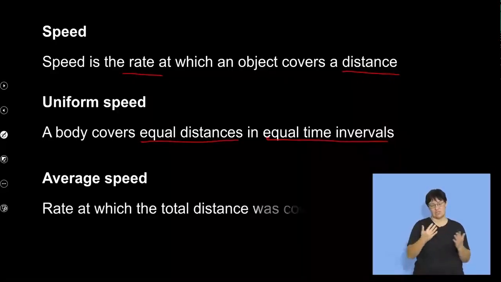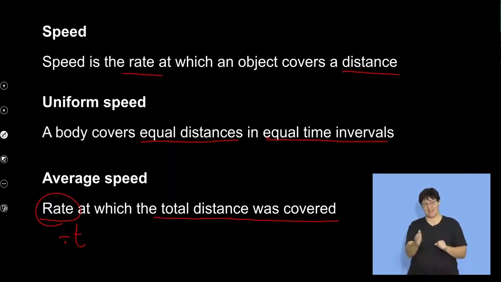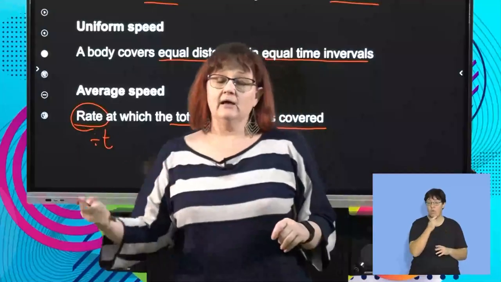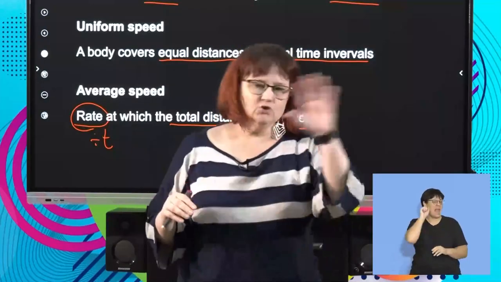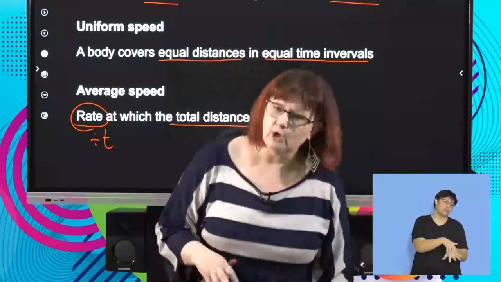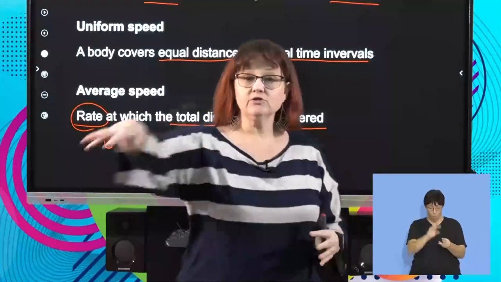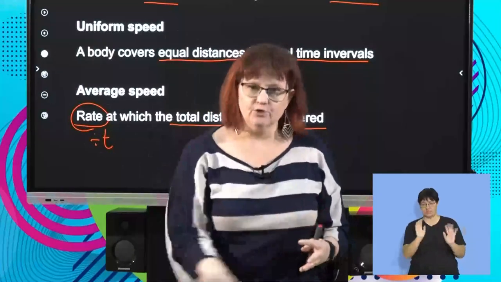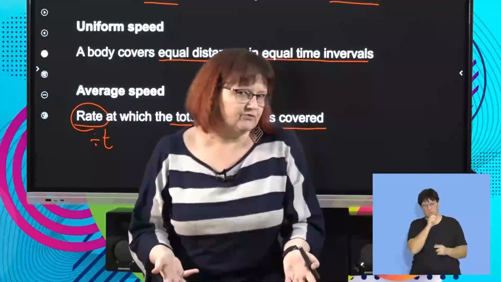Average speed means it's the rate, in other words, we divide by time, at which the total distance was covered. So we calculated average speed for my friend's walk. Basically, we ignore the times when they went really slow, and we ignore the times that they went really fast. We just look at the total distance, and we look at the total time. Average is sometimes a little bit more useful, okay?